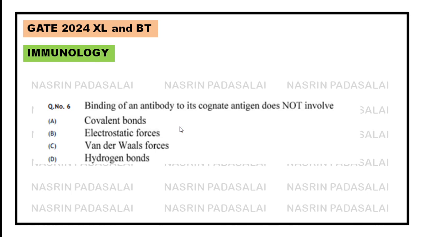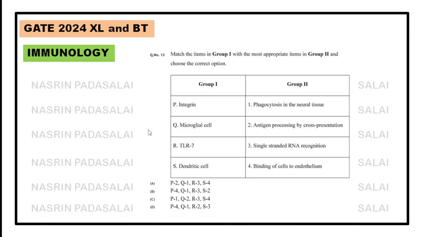Binding of an antibody to its cognate antigen does not involve... So binding of an antibody to its cognate antigen involves only non-covalent interactions, which include electrostatic, van der Waals, hydrogen bond and ionic interaction. Here the question, binding of antibody to its cognate antigen does not involve covalent bond. Covalent bond is not required. We need only non-covalent bond.